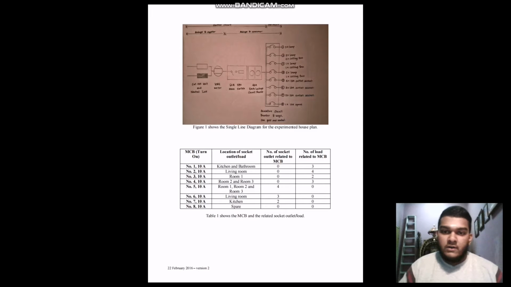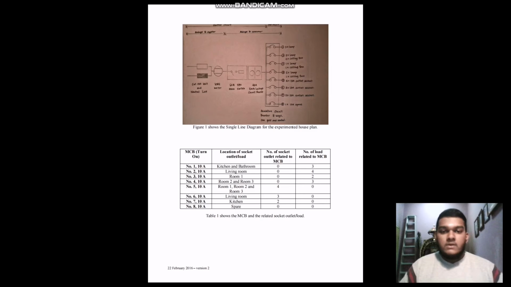For the first point of the MCB, kitchen and bathroom, number of loads related to MCB is 3. Meanwhile, number of socket outlets related to MCB is 0. Number 2, living room, number of loads related to MCB is 4, while socket outlets is 0. Number 3, room 1, number of socket outlets related to MCB is 0. Meanwhile, number of loads related to MCB is 2. And number 4, room 2 and room 3, number of loads related to MCB is 3.